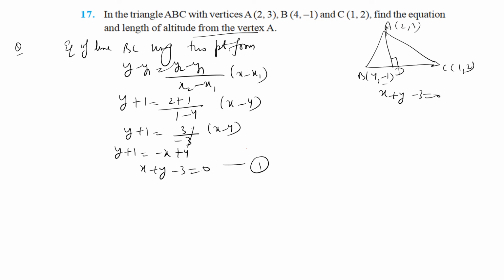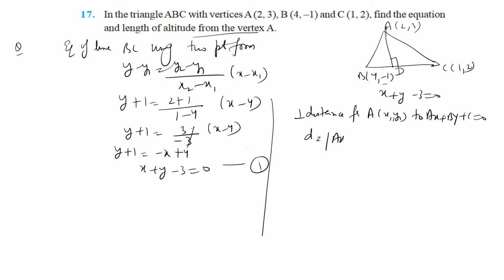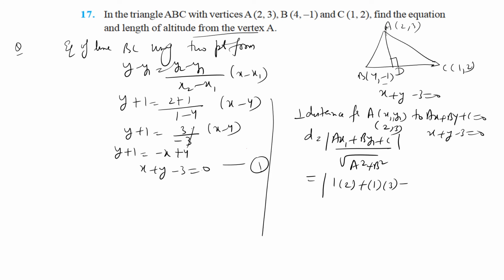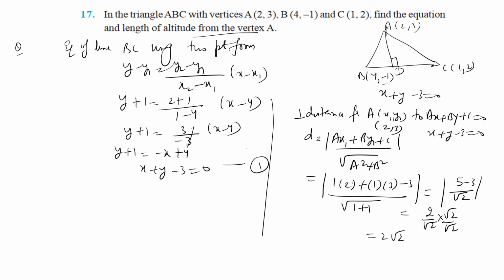This is the equation of this line. So you know the formula for perpendicular distance from point A with coordinates x1, y1 to the line of the form AX plus BY plus C equal to 0. It is given by AX1 plus BY1 plus C upon root A squared plus B squared. So this is my x plus y minus 3 equal to 0, and instead of x1, y1 it is 2, 3. So let us apply this formula. 1 into 2 plus 1 into 3 minus 3 upon under root of A squared plus B squared. 5 minus 3 upon root 2. So this is 2 upon root 2, which on rationalization can be written as root 2 units.